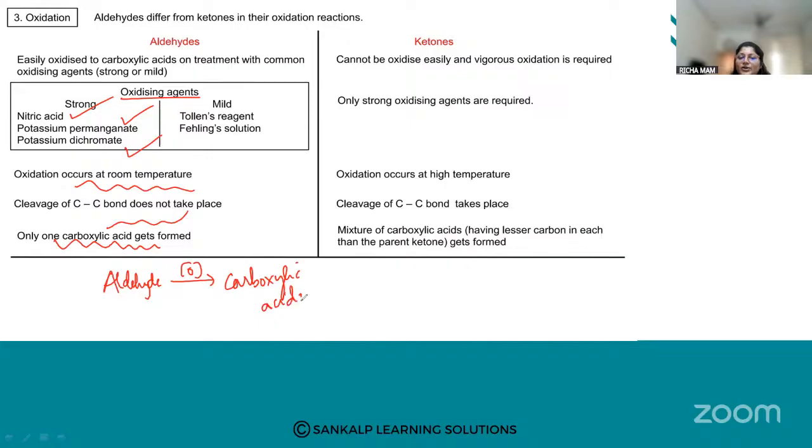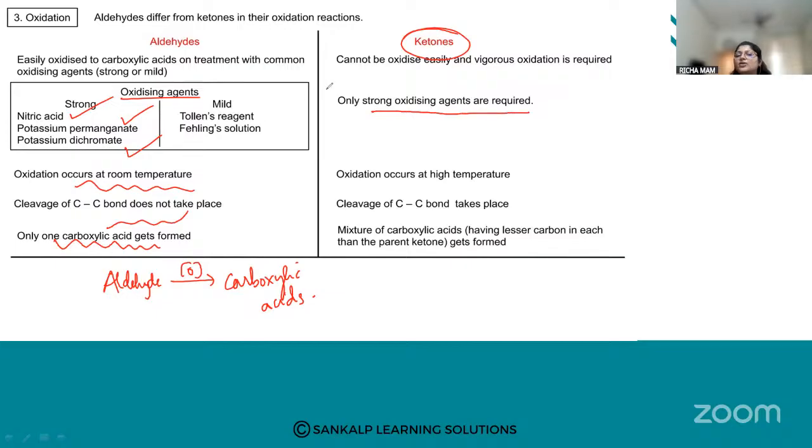And what about ketones? Ketones cannot be oxidized easily, and vigorous oxidation is required when we are oxidizing ketones. Only strong oxidizing agents can be used.